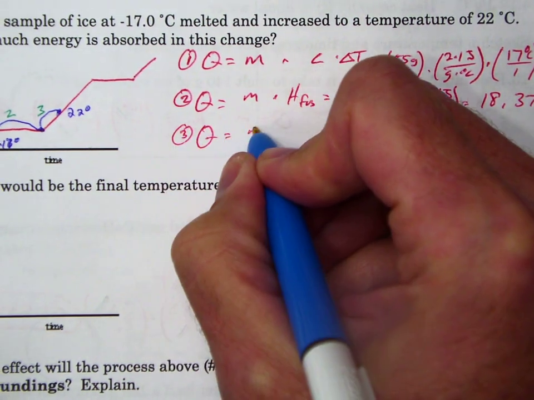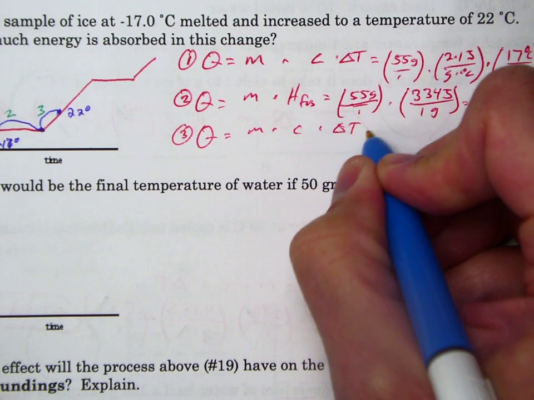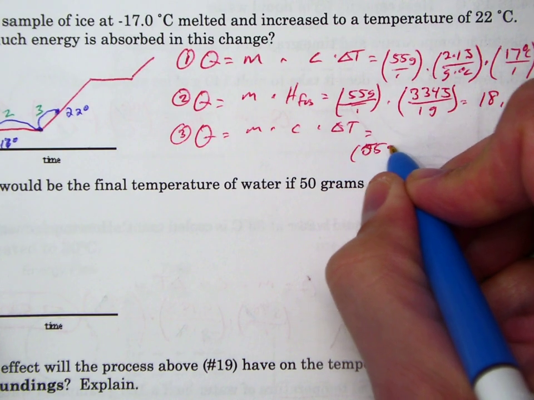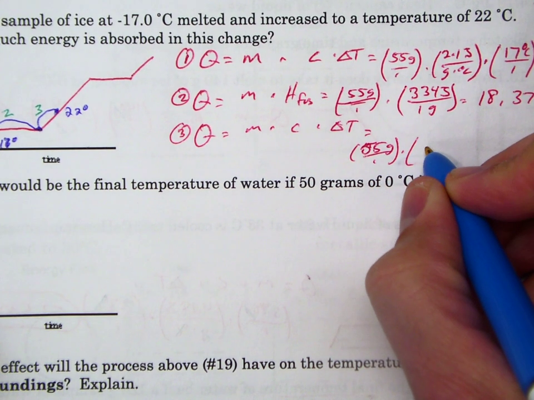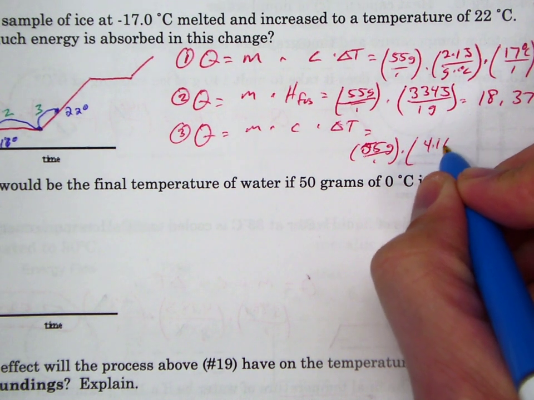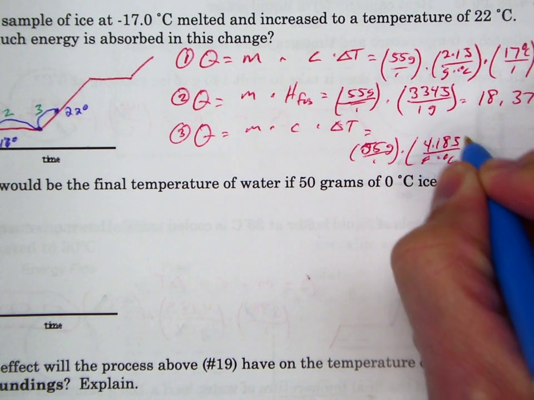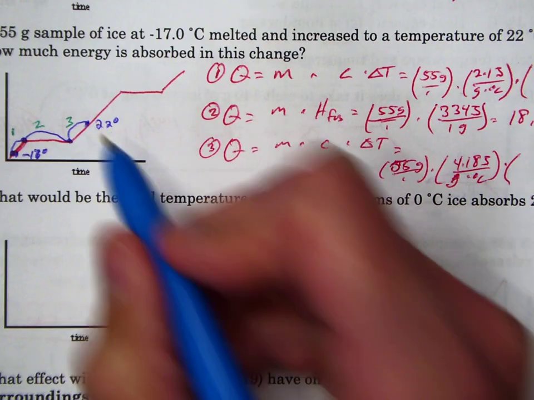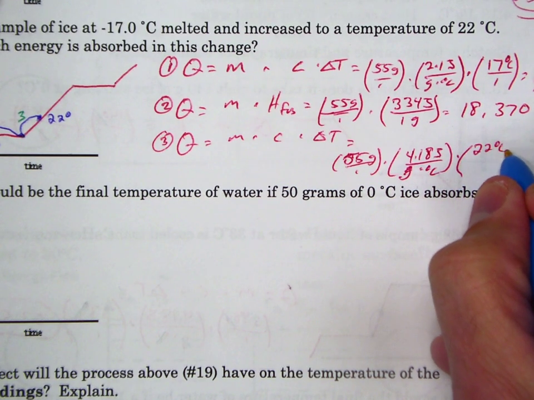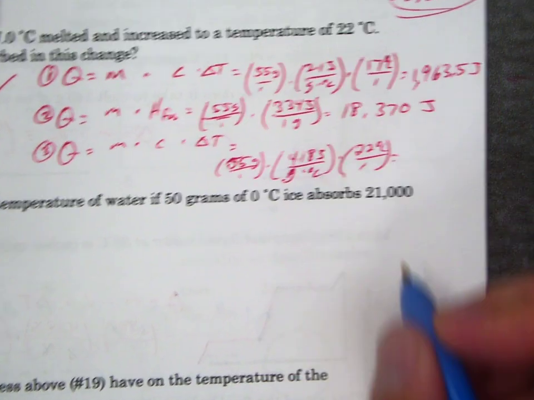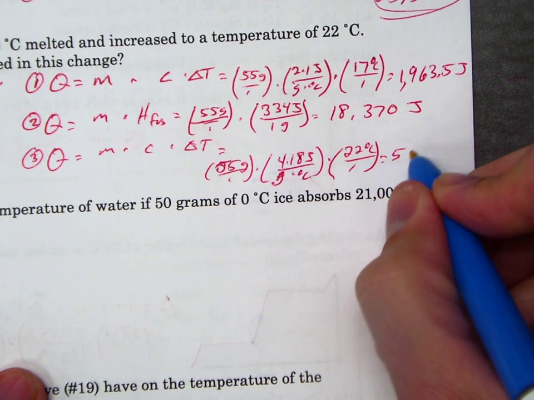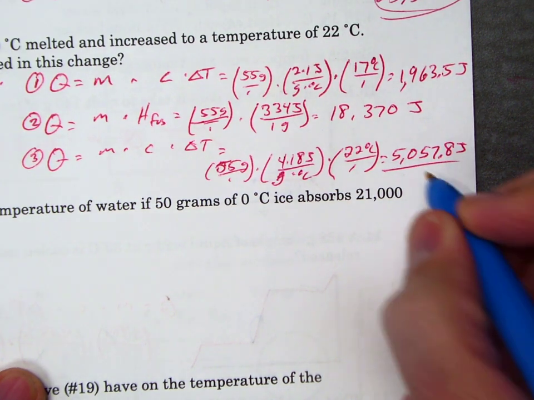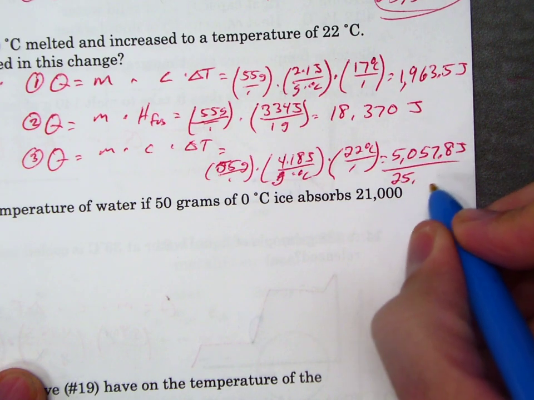Now, finally, we've got liquid water that we need to heat up to 22 degrees Celsius. So we're going to take Q equals M times C times delta T, where M is our mass, 55 grams. Our heat capacity of liquid water is 4.18 joules per gram times degrees Celsius. And we're going to take it from 0 degrees Celsius up to 22 degrees Celsius. So we have a 22 degrees Celsius increase. And when we do the calculations, we then end up with 5,057.8 joules.